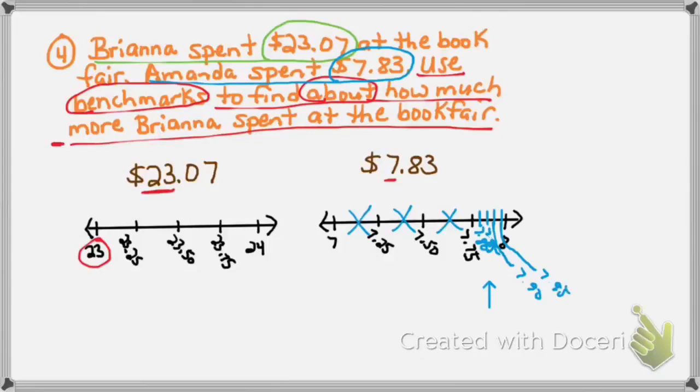Okay, $7.83. What's that going to lie between? Is it between $7.75 and $7.80? No, because it's bigger than $7.80. Is it between $7.80 and $7.85? Yes, it is. It's bigger than $7.80, but less than $7.85. So we're going to put a red line right there. And what's that closest to? Well, I have a visual, and I can see that that's closest to $7.75. So $7.83's benchmark is $7.75.